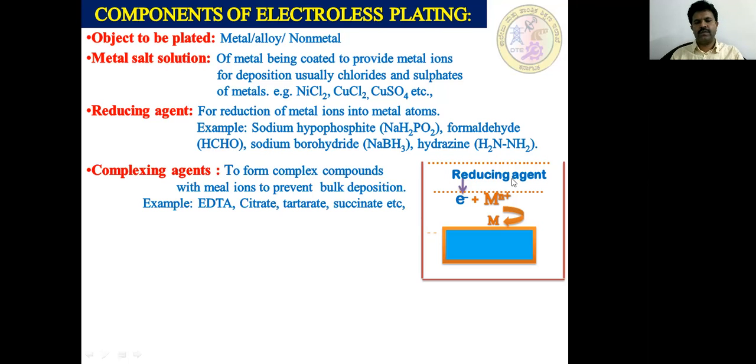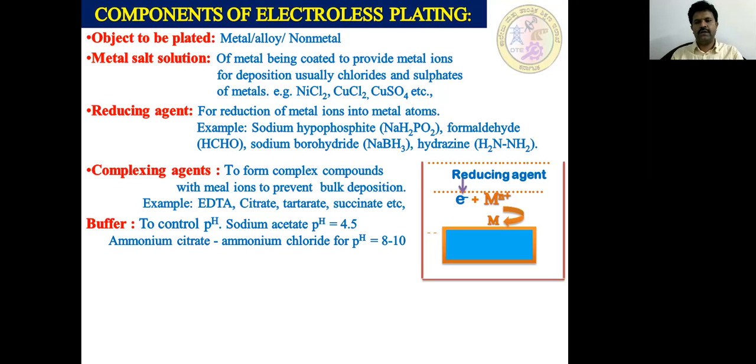Complexing agents. These are additives required to get very good plating. They form complex compounds with metal ions, which balances the required concentration of metal ions and prevents bulk deposition. For example, we can use EDTA, citrate, tartrate, succinate, etc.